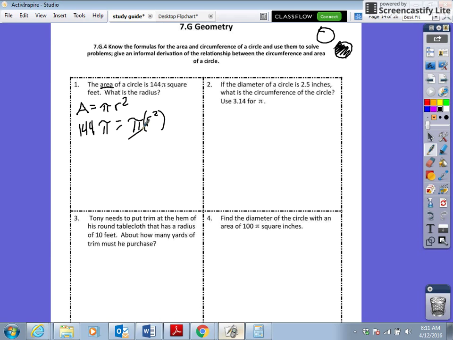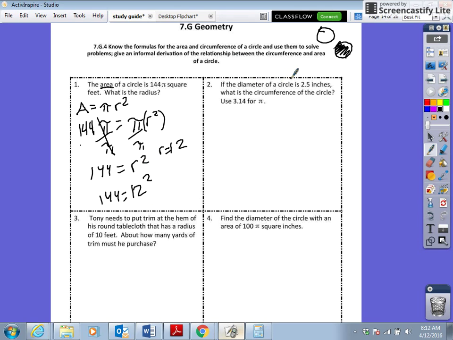So all I'm going to do is divide by pi, and guess what? It goes away. So now I have 144 equals r squared. Well, I know we haven't figured out square roots yet. However, you know what number times itself equals 144? 12. 12 squared equals 144, which means your radius is 12. You just have to think about that one for a second.